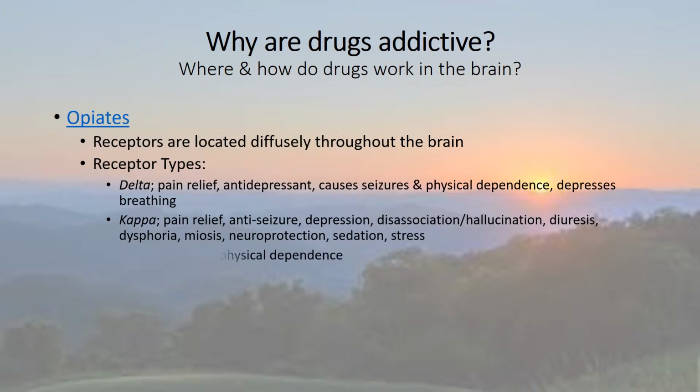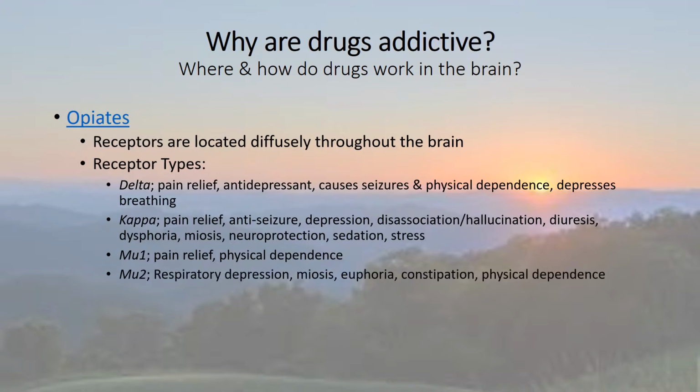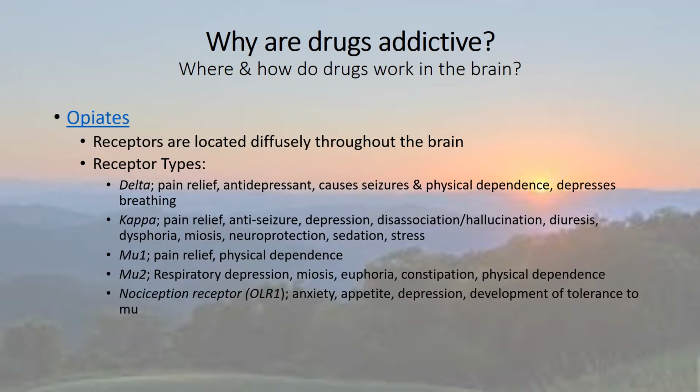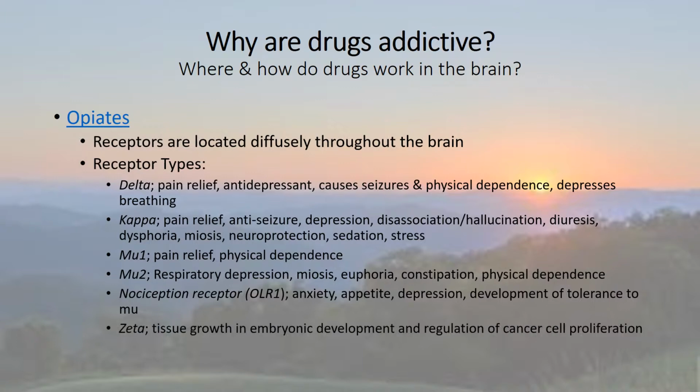The mu1 is involved in pain relief and physical dependence. Mu2, respiratory depression, narrowed pupils, feeling good, constipation, physical dependence. The nociception receptor causes anxiety, appetite, depression, development of tolerance to the mu effects. Zeta is involved in embryonic development and regulation of cancer cell proliferation.